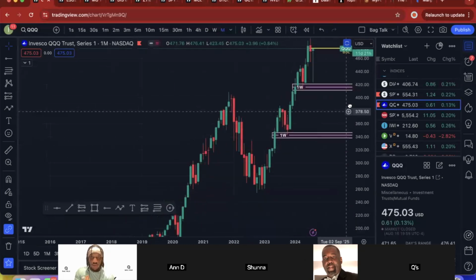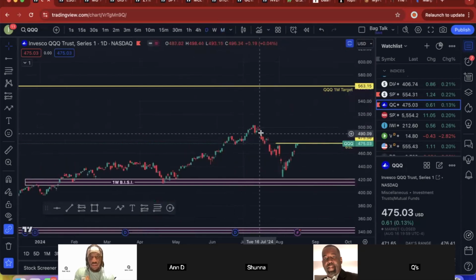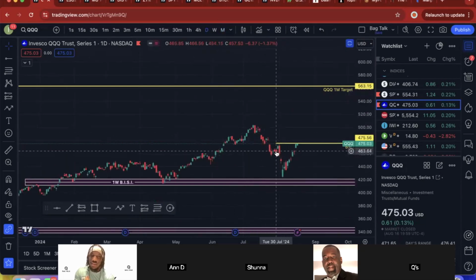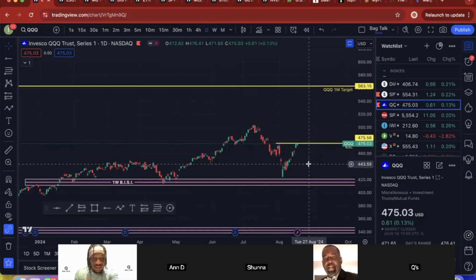So the monthly still looks ultra bullish. When you see this daily retracement, no reason to get too bearish. You just have to pretty much see, hey, when is price gonna start making its way back to the upside? And it looks like it is now, but we'll see.